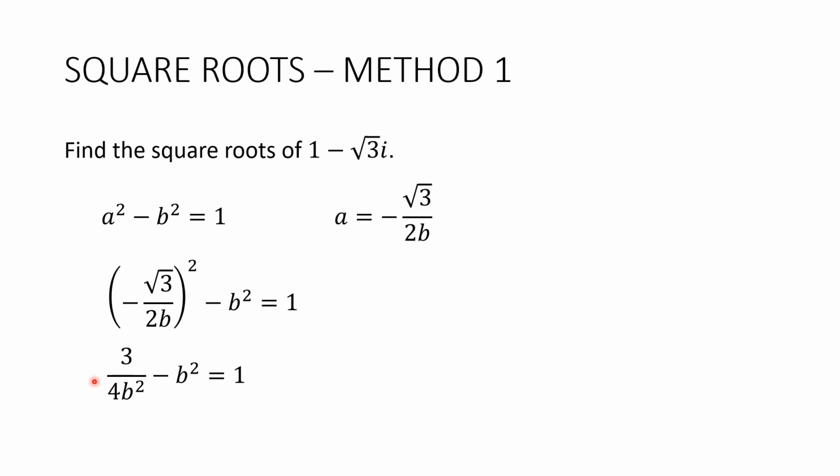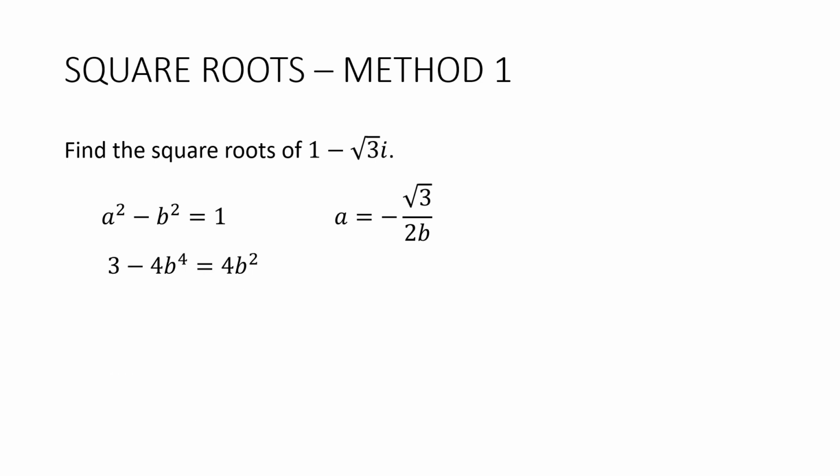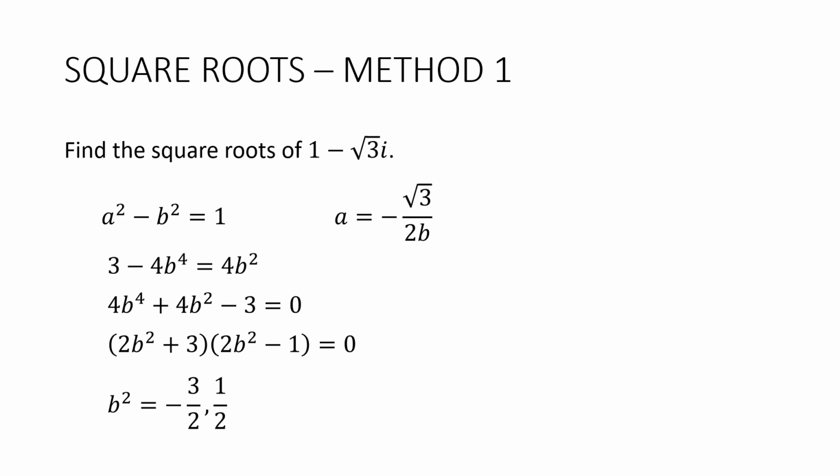And now I'm going to take this 4b² and multiply every single term by that. So I get 3 - 4b⁴ is equal to 4b². And I'm going to move these two terms over this side so the b⁴ term is positive. 4b⁴ + 4b² - 3 = 0. Factorise. And we're going to end up with b² is equal to either -3/2, which it can't be equal to, or a half.